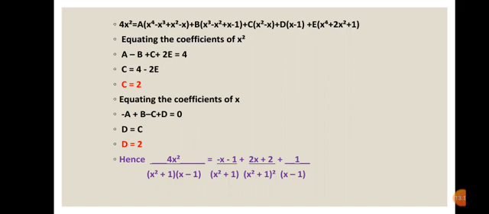So this is the answer of the given rational expression. We have found out all the values of the unknowns by using the coefficient theorem, and the answer we have got is here. So, students, in this way you can make partial fractions.